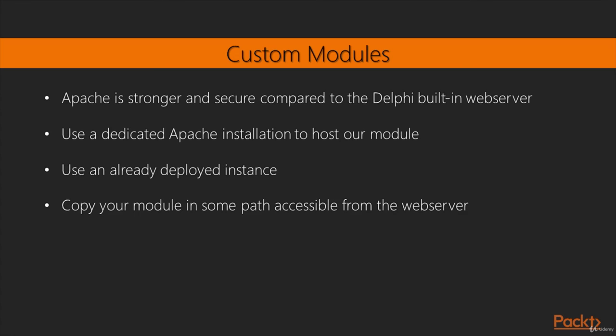To each his work. However, even if in this video we have used a dedicated Apache installation to host our module, you can also use an already deployed instance, and often you will do it. The deployment process is the same. Copy your module in some path accessible from the web server. Change the httpd.conf file to load your module and restart the server.